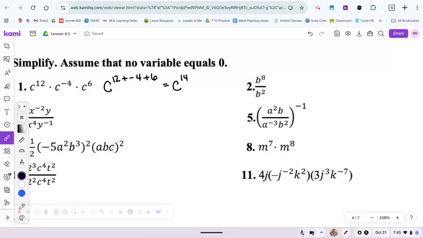Number 2 follows the quotient of powers. So we have b to the 8 minus 2, which becomes b to the 6th.